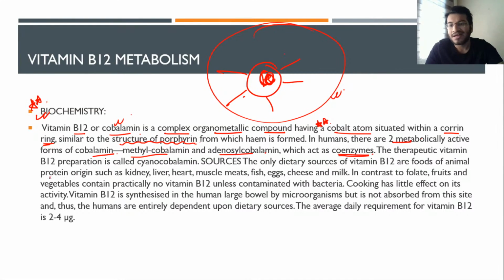The therapeutic vitamin B12 preparation is called cyanocobalamin, and the only dietary sources of vitamin B12 are foods of animal protein origin such as kidney, liver, heart, muscle, fish, eggs, cheese and milk. Right. In contrast to folate, fruits and vegetables contain practically no vitamin B12 unless contaminated with bacteria. Then cooking has little effect on its activity.